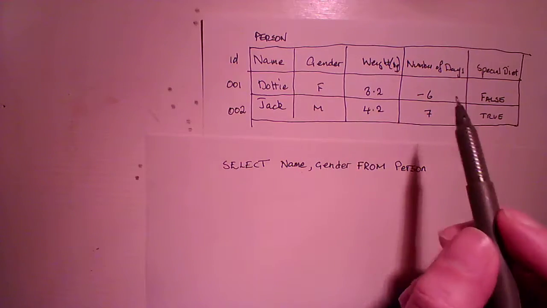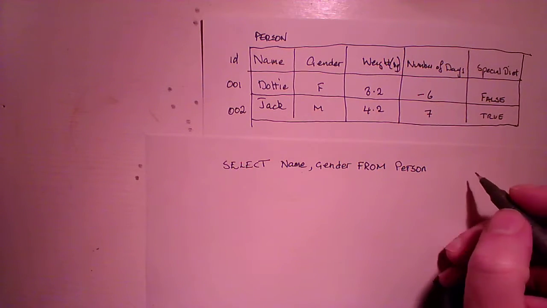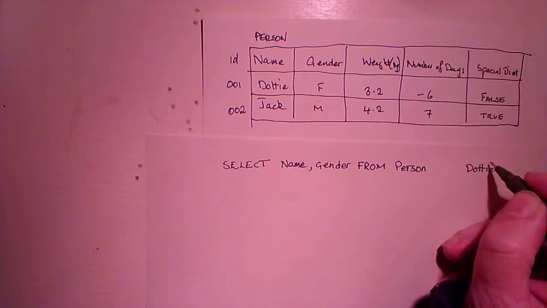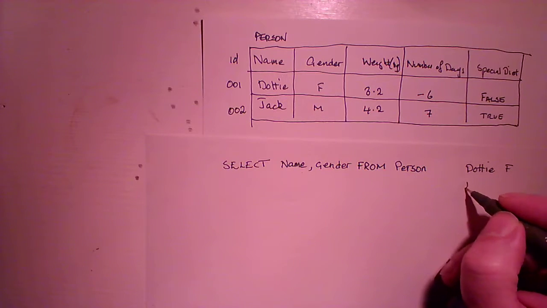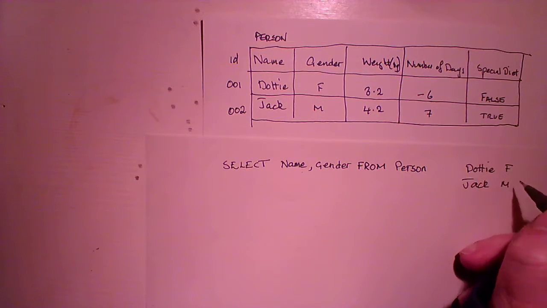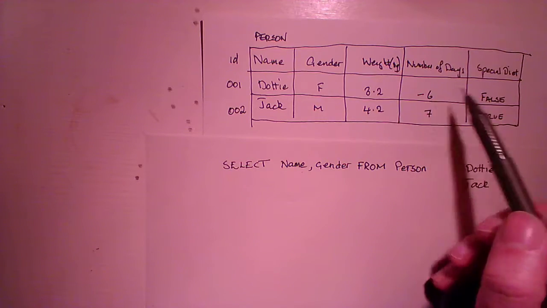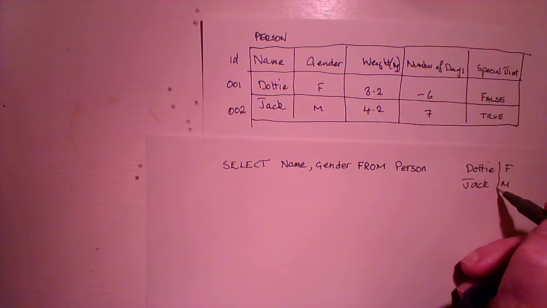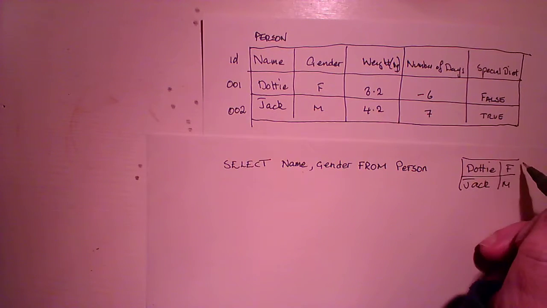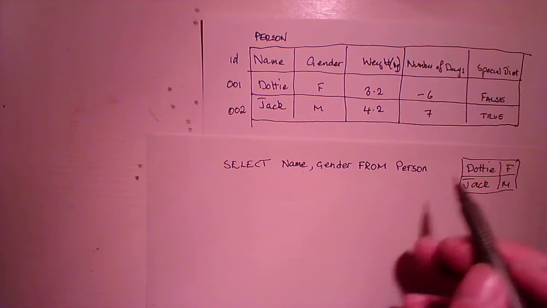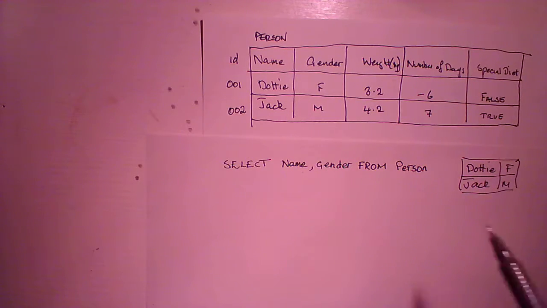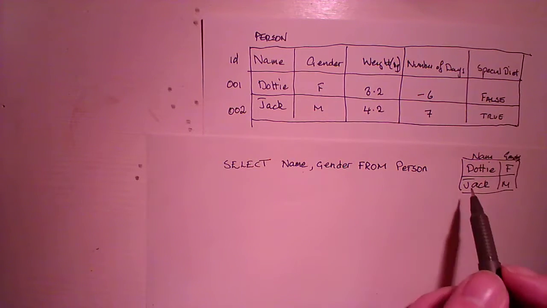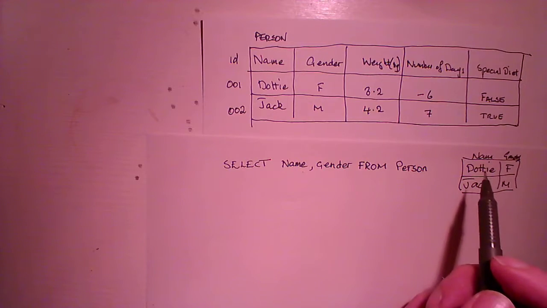And if I ran that query, I would get the results. Now let me just put the results on the side. It would produce Dotty F and Jack M. It wouldn't give me the 3.2, the -6, or the false, or any of the other details. It would just return a table in memory consisting of just that information. That's what I've asked for. Select name and gender. So name and gender from person, and that's what it's returned.